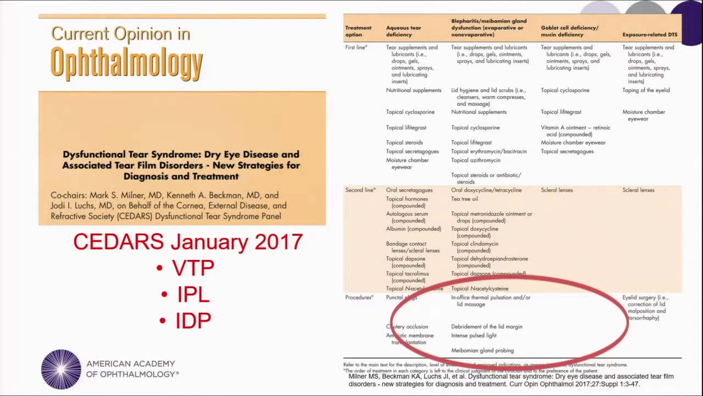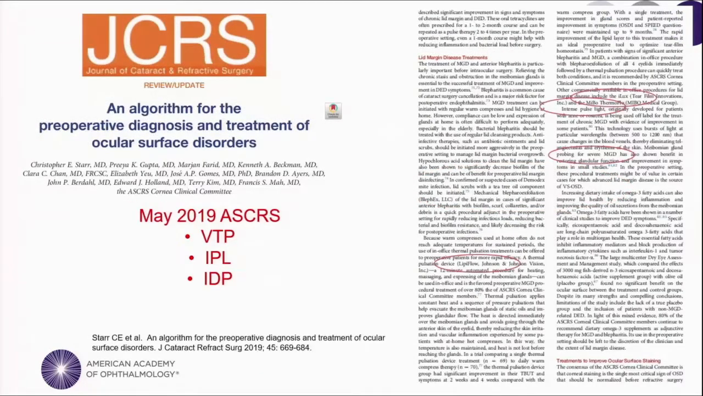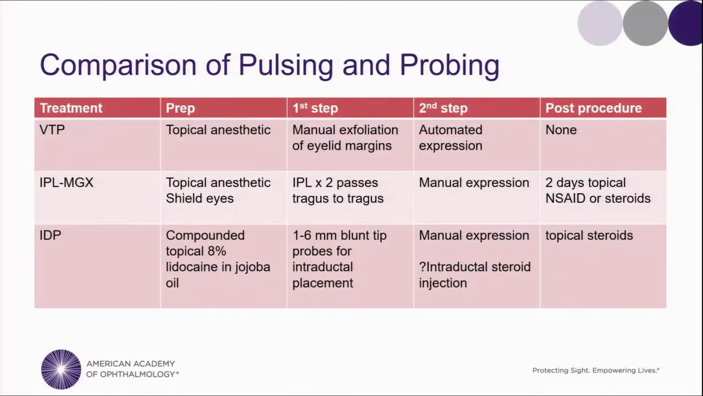So in January 2017, CEDARS, the Cornea External Disease and Refractive Society Dysfunctional Tear Syndrome Panel, came out with recommendations for obstructive meibomian gland disease. This included thermal pulsation, IPL, and probing. Later that year, the TFOS DEWS report came out recommending two of those options, thermal pulsation and IPL. And earlier this year, the ASCRS Corneal Clinical Committee recommended thermal pulsation and IPL, and for refractive cases, intraductal probing. So let's compare these briefly.